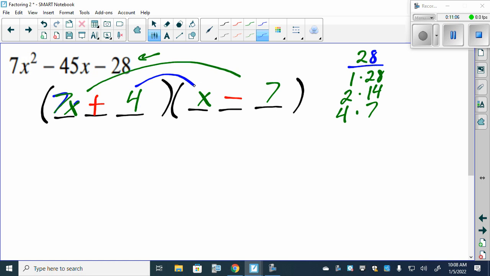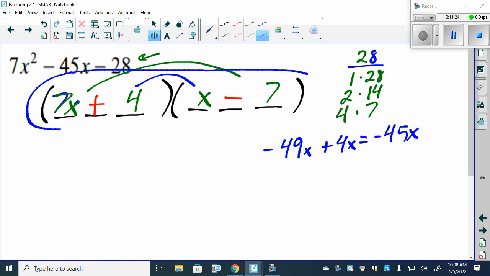So this could work. We just need to check to make sure. So we can do 7x times negative 7, which would be negative 49x. 4 times x is going to be plus, which gives us negative. Is that what we wanted? Yep. So that is it there.